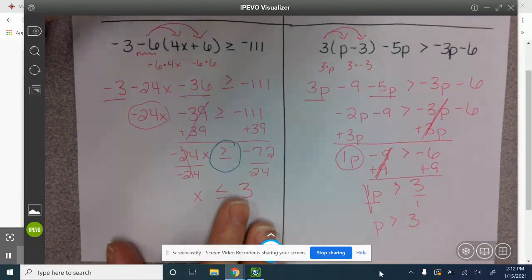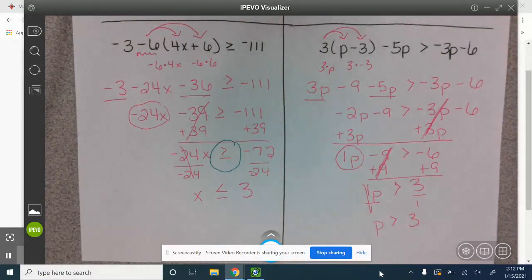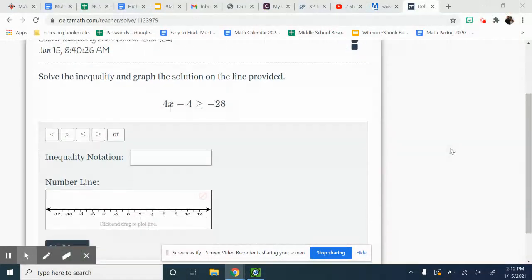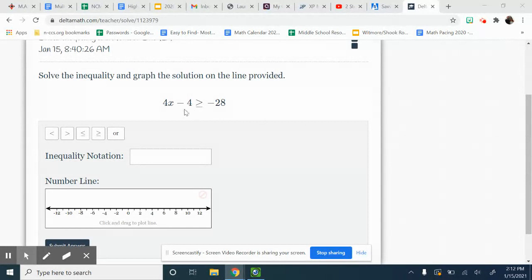Slide that up for just a second. Now, your assignment for today is a little tricky on how you'll submit it. So I'm going to walk through one problem on Delta Math. So here's my inequality. 4x minus 4 is greater than or equal to negative 28. First thing I'm going to do is that's a two-step equation.